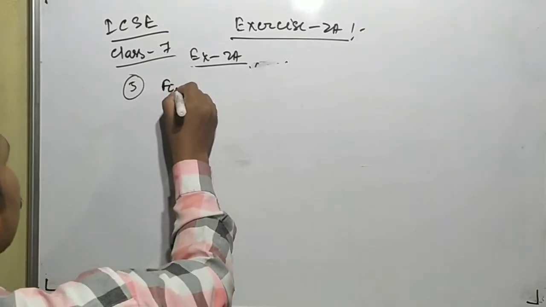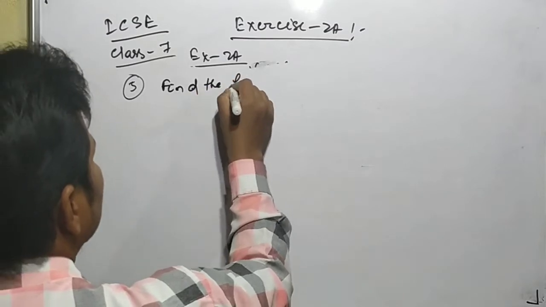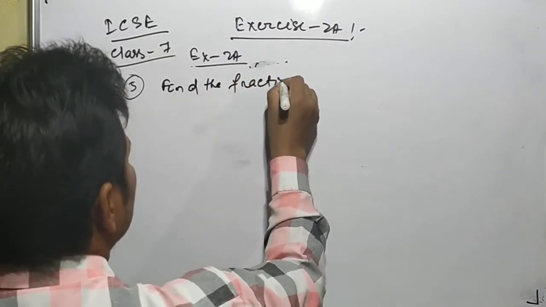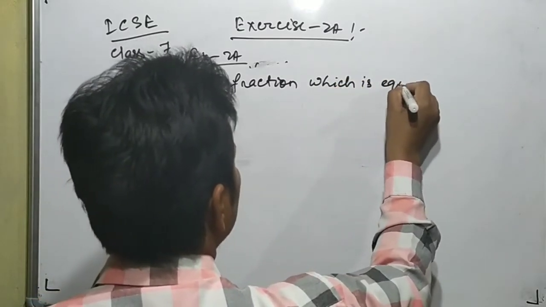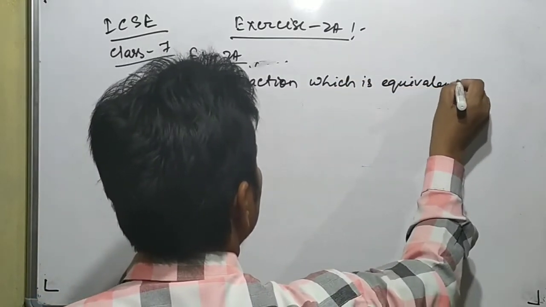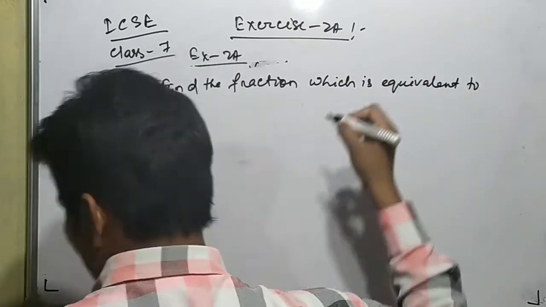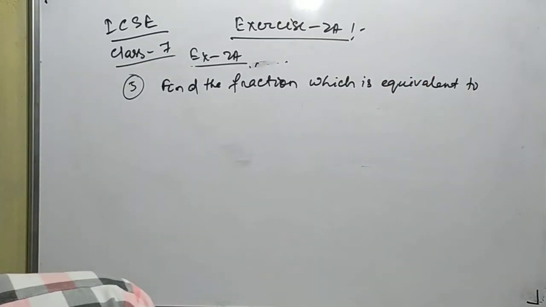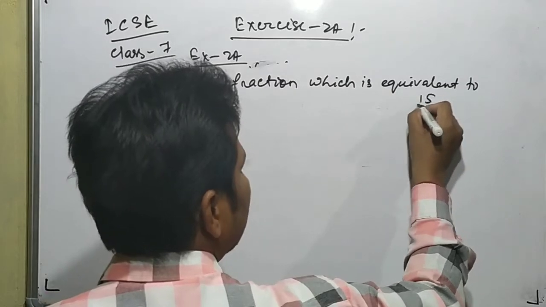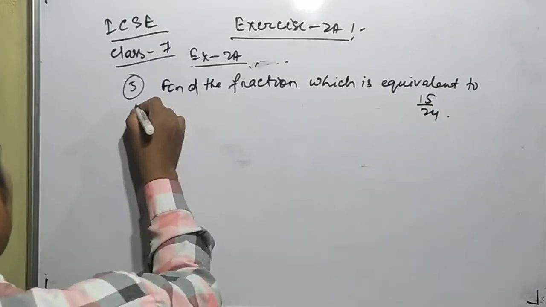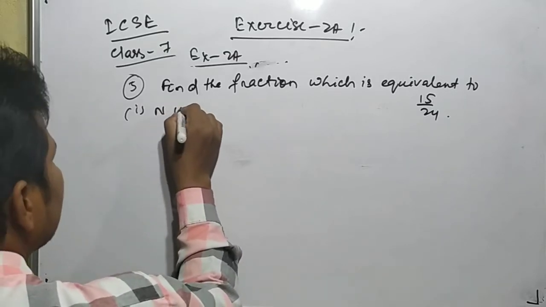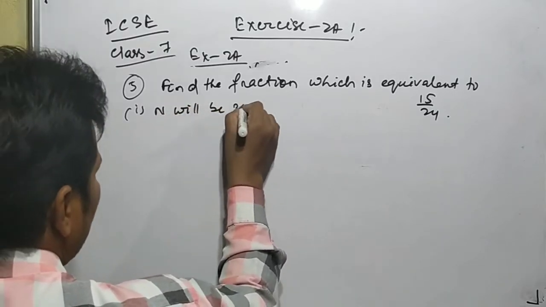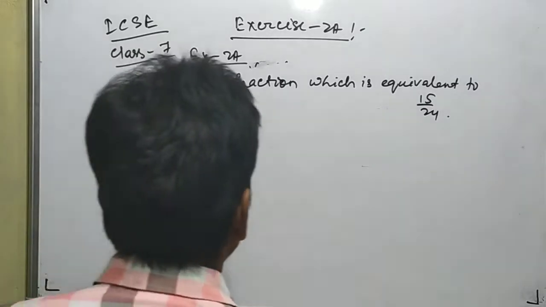Find the fractions which are equivalent to 15 by 24. Part 1: the condition is that the numerator will be 30. So how can you find it out?